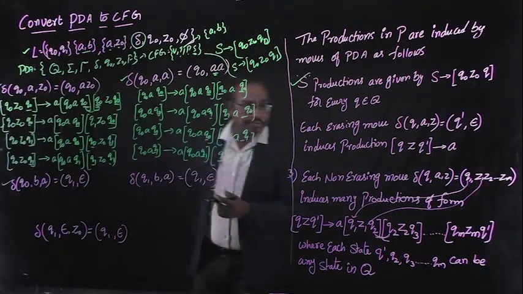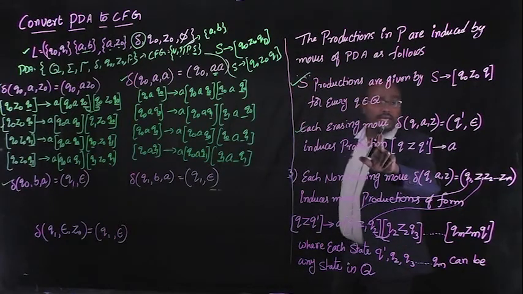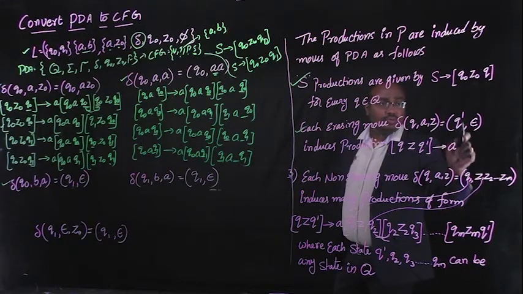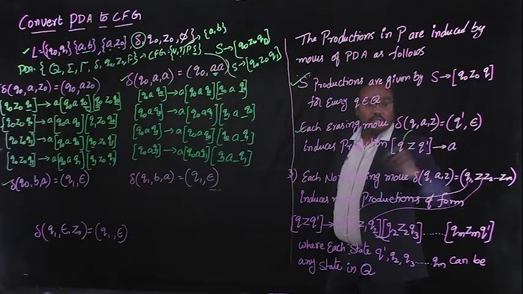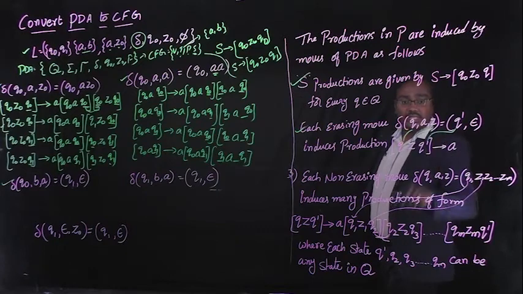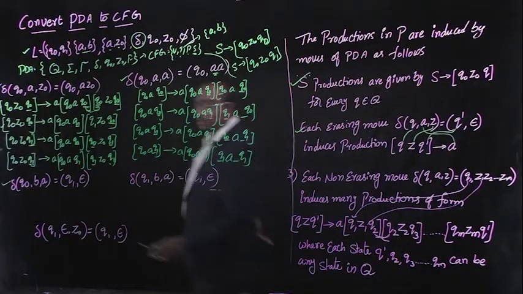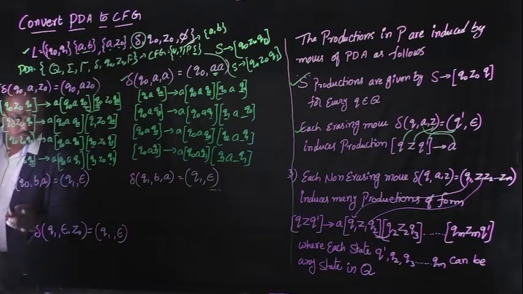Here we can use the second rule, since it is a non-erasing move. So delta(Q1, A, Z naught) equals (Q1, epsilon). Then how do we write the production rule? Here we take the state Q and the stack symbol Z, write the state here, and this is the input symbol A. In the same way we can write the production rules for this transition function.